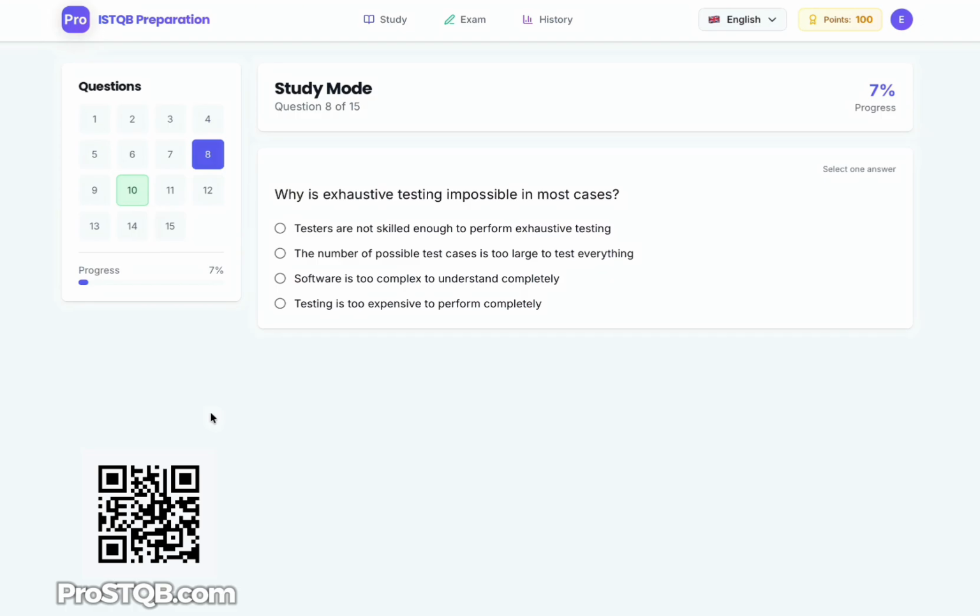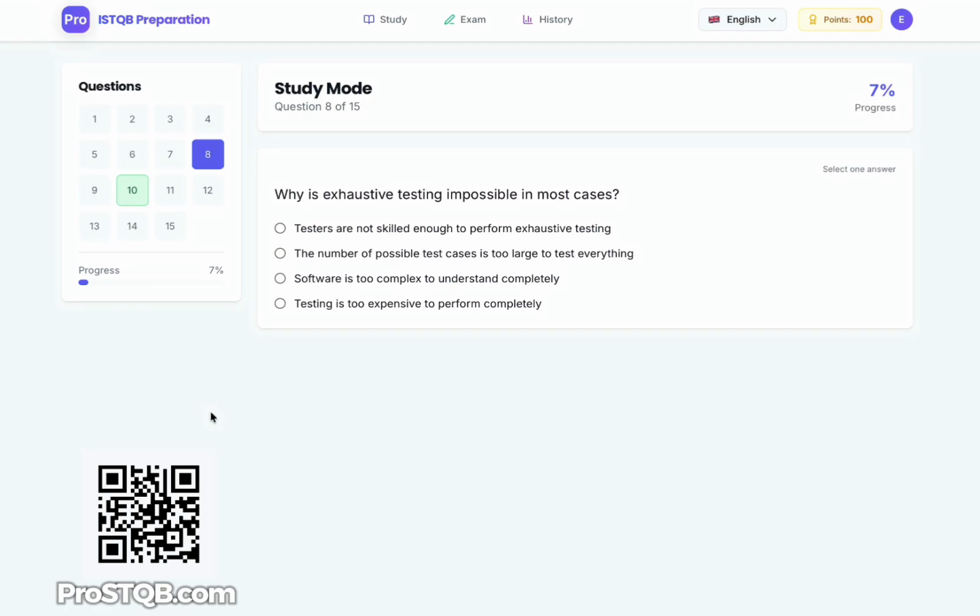Option D is another tempting distractor. Testing everything would definitely cost too much. But imagine someone gave you unlimited money and unlimited testers. Would exhaustive testing suddenly become realistic? Still no, because the number of possible inputs, sequences, configurations, environments, and users' actions is usually enormous. That's actually what option B says.